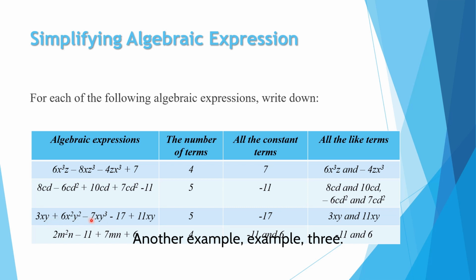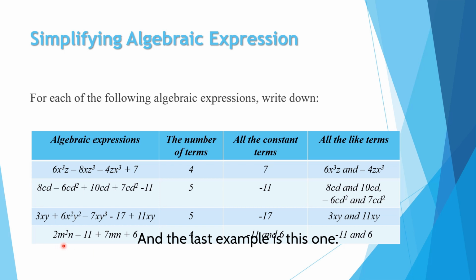Another example, example 3, there are 1, 2, 3, 4, 5 terms here. And the only constant term here is minus 17. Again, we need to take into consideration the minus sign. And for the like terms, the only pair of like terms should be 3xy and 11xy. For the others, you can see x squared y squared cannot be like terms with xy cubed. Also cannot be like terms with xy.